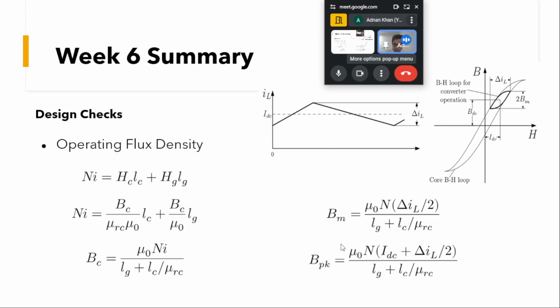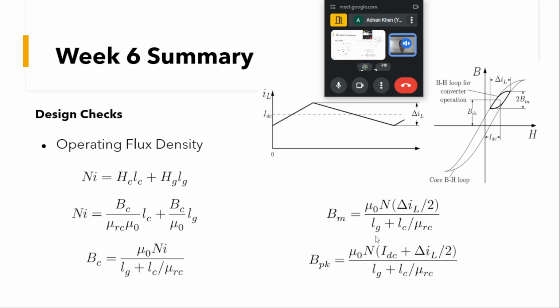And what we have to check is that this peak should be lower than the saturation flux density of a particular core. The data of that will be provided by the manufacturer, and we should ensure that it is below that. So this is the first design check.